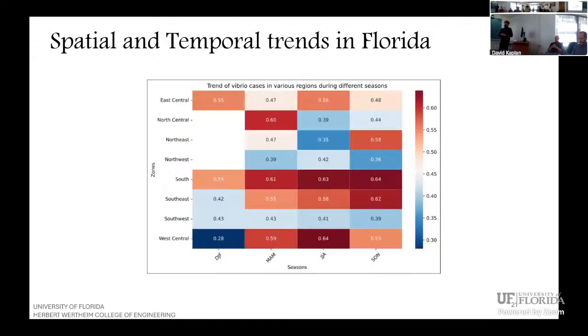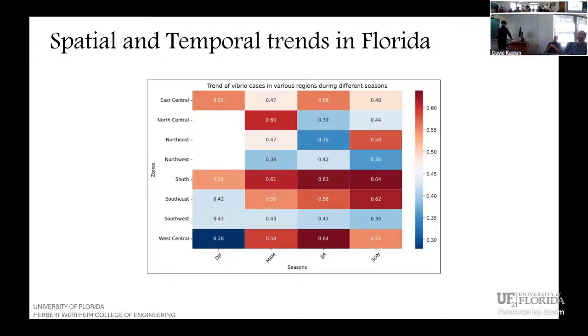So this shows the spatial and temporal trends occurring for Vibrio cases in Florida. And right now, we just need to focus on the south and the west central. The south represents the Miami-Dade and Fort Lauderdale region. The west central is more of the Sarasota and Tampa region.